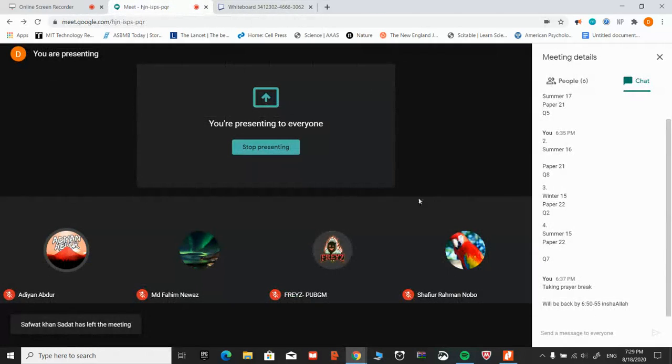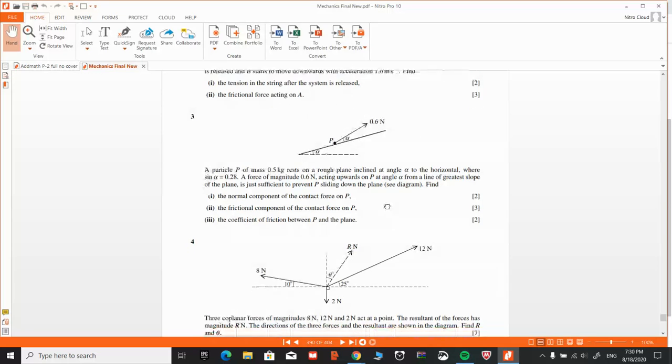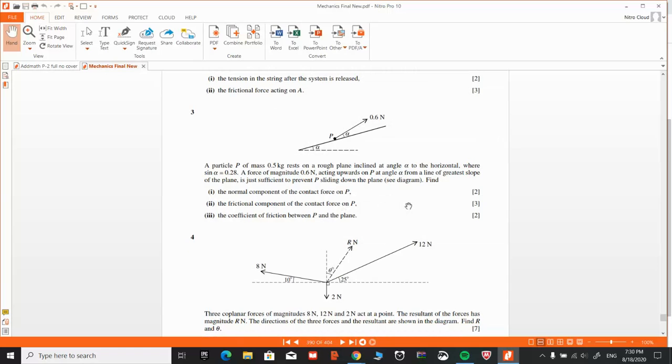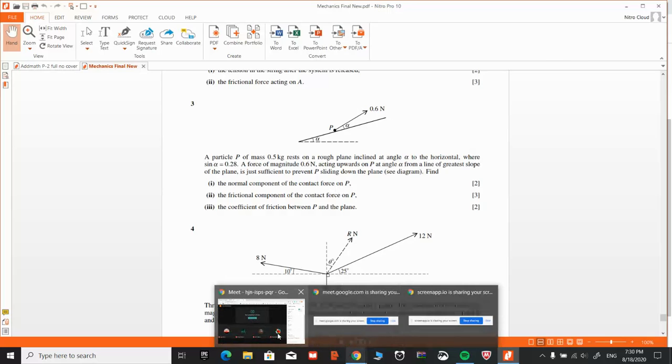Coming back to this, we were saying that there is a tendency of friction to oppose motion. As we will see, how friction works here, you will hopefully understand. Now, the first question is: find the normal component of the contact force. In other words, find the normal contact force. All right, so how do we approach this question?